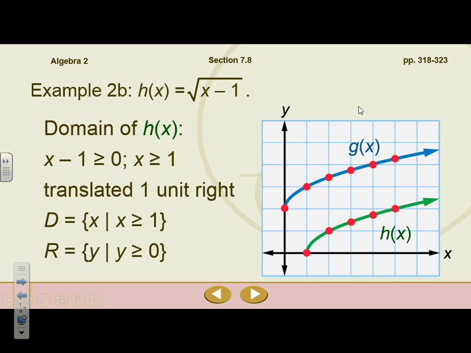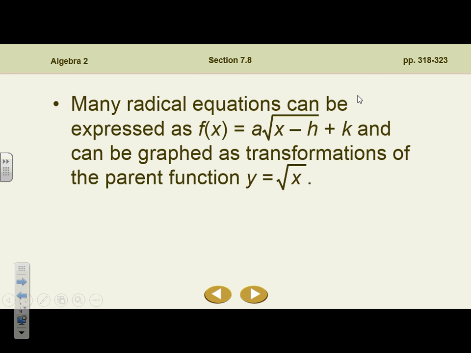Why, when it's negative, why did it move positive 1? H's are hokey. Because, you know, there it is. I did put it on there. See, smart, I just forgot. There's our h's and k's. Okay, do you see a pattern?